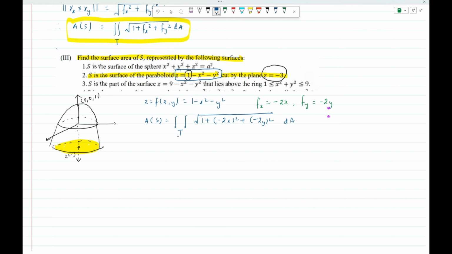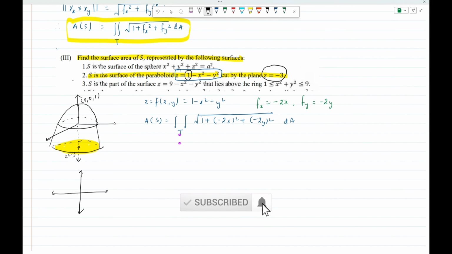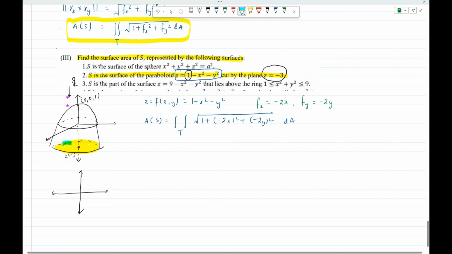The region T is the projection of our surface in the xy plane. So for the projection part, we are going to look at our surface from the positive z axis, and once you are standing right over here and you look down, what you are going to see is this plane, this circular disk. The surface which is attained over here is the intersection of z equals 1 minus x square minus y square, the paraboloid, and the plane z equals negative 3.